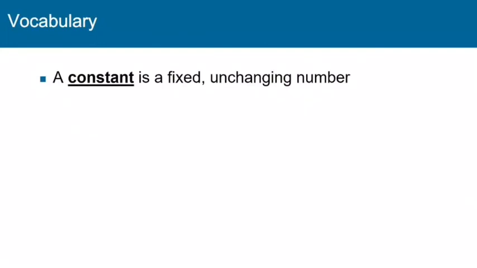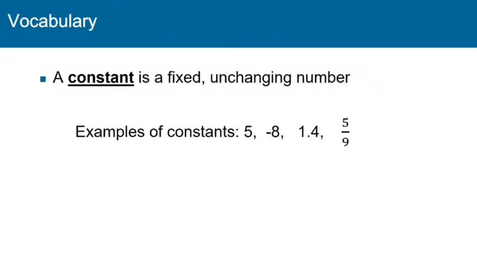Now, first, a little bit of vocabulary. Our first new term is the word constant. A constant is just a fixed, unchanging number. A few examples of constants would be numbers like 5, -8, 1.4, or 5/9. Really, any number you can think of that's not multiplied by a variable is considered a constant.